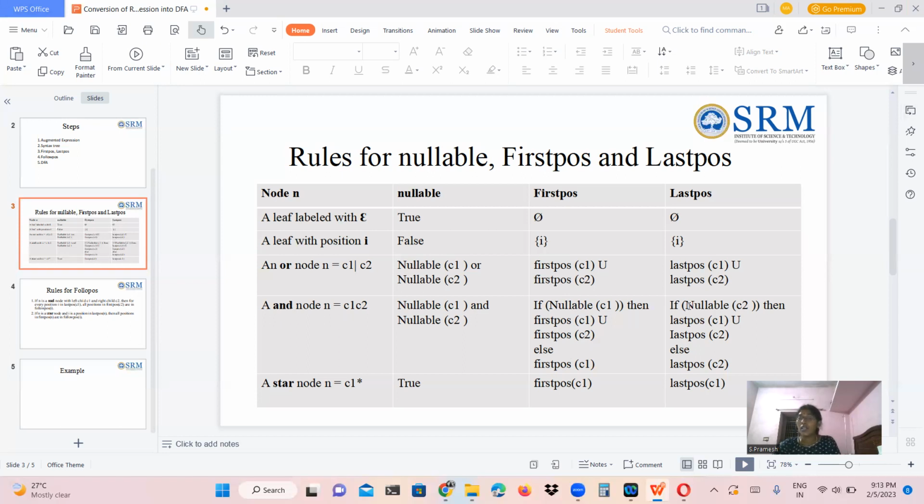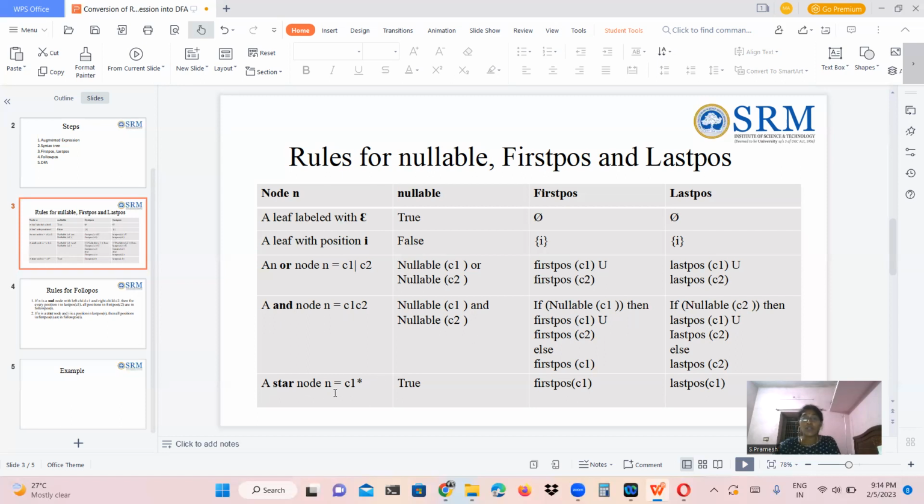For last position, we have to check the right child. If C2, the right child, is nullable, then last position of C1 union last position of C2. Else we take the last position of C2. So in first position, we consider only the left child, and here we consider only the right child.